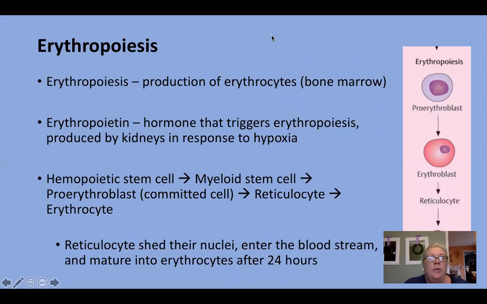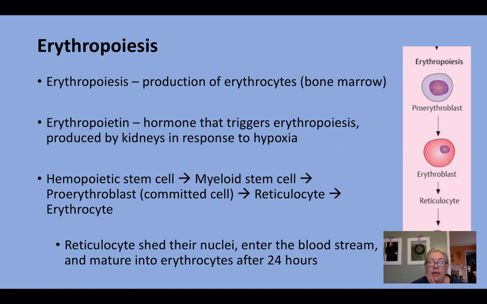Okay, so we're moving on with erythropoiesis. Hematopoiesis is the general term for the formation of the cells of the blood. If we're talking specifically about the red blood cells or the erythrocytes, we're going to be talking specifically about erythropoiesis. So erythropoiesis is the production of the erythrocytes, and this is going to occur in the bone marrow. Most of this blood cell production is going to occur in the bone marrow.